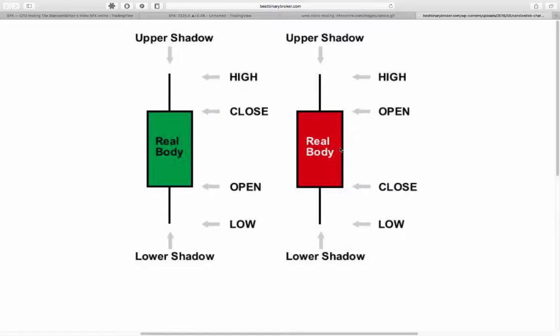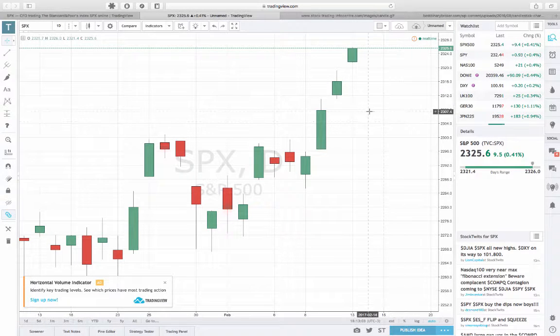And in the red, we have a close which is lower than the open, and that means that the price went down. So green means price going up, red means price going down. And the shadows are going to mean that the price went up and then it came back down, but it didn't close there. So it's either the high or the low. So let's go back to our chart and take a look.